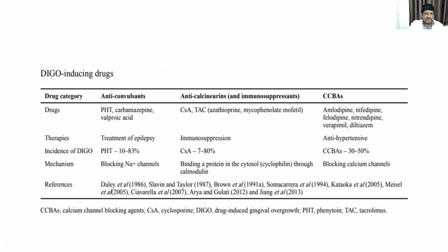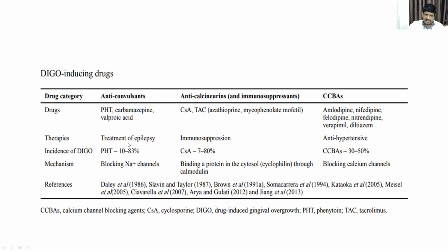This is a table taken from Harrison. Now, this is the table of drug-induced gingival overgrowth inducing drugs. We have discussed that this can be caused by anticonvulsants, mainly phenytoin: phenytoin, carbamazepine, and valproic acid, which is rare. Then anti-calcineurin inhibitors: cyclosporine, azathioprine, mycophenolate mofetil, and calcium channel blockers like amlodipine, nifedipine, felodipine, nitrendipine, verapamil, and diltiazem.